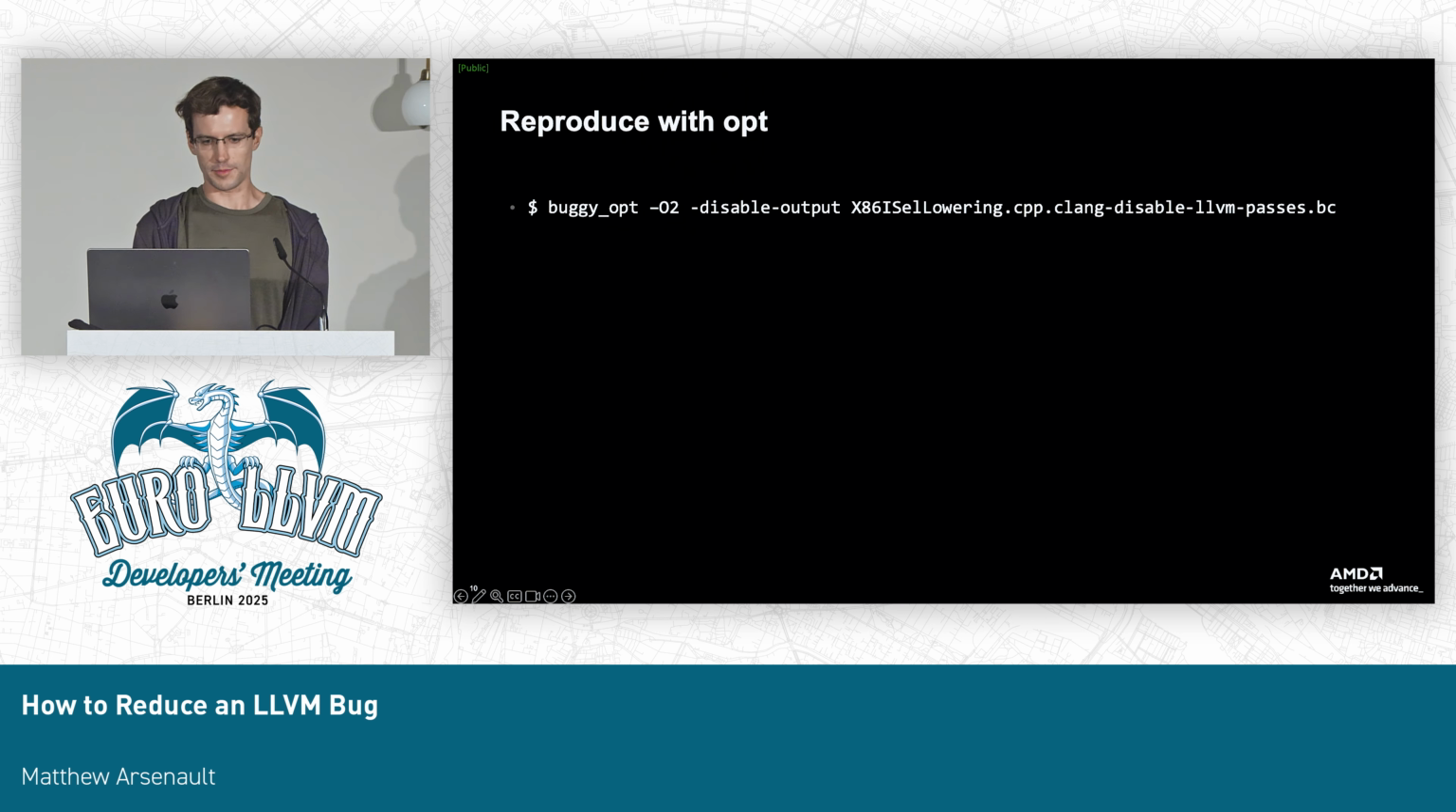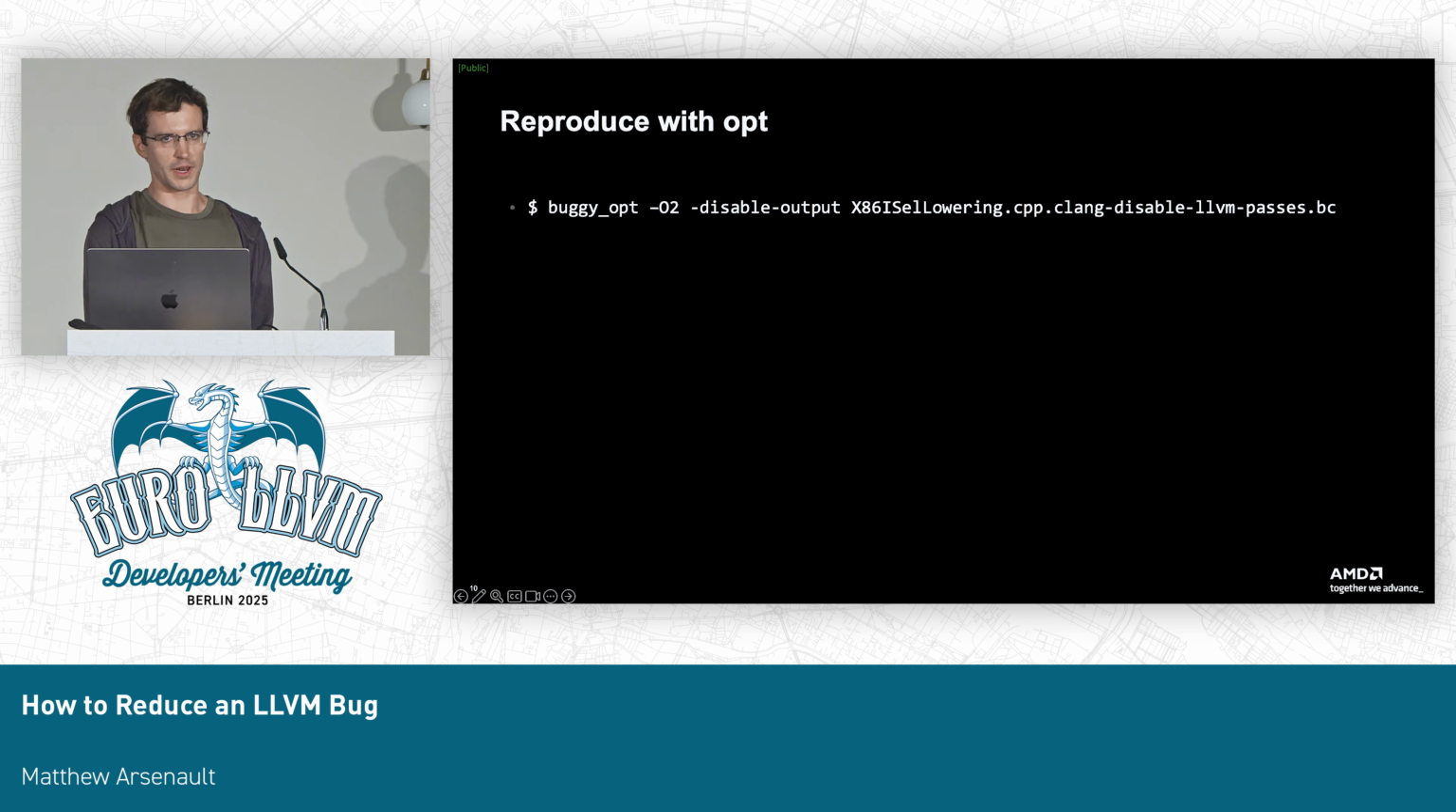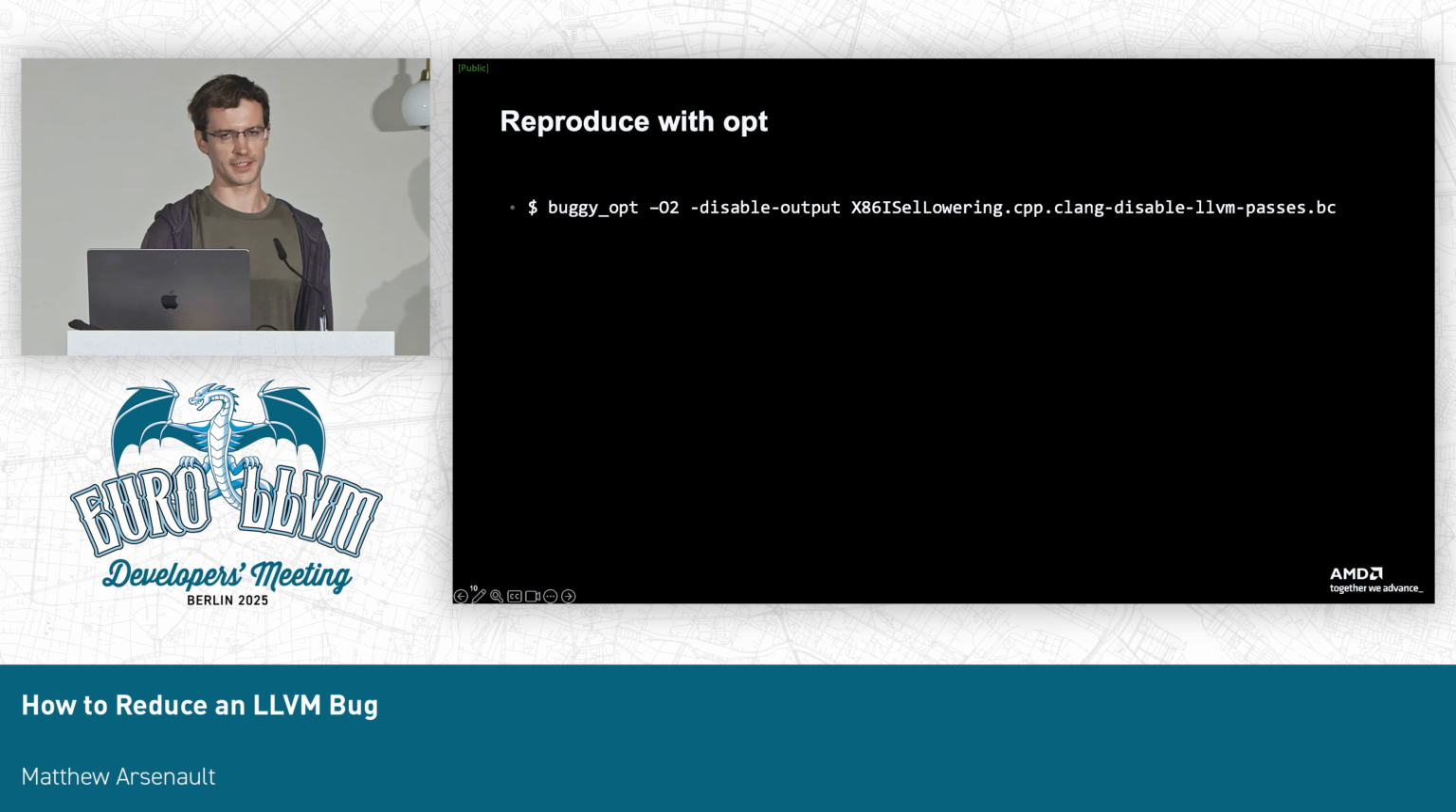Another thing to note is opt -O2 is a close but imperfect approximation for whatever Clang was originally doing. This is a lot better than it used to be, where the past pipelines were slightly different. But today, at least on x86, they do seem to be the same, modulo any compiler flags, as I mentioned before. And of course, it's also possible the failure could be in the output, although that's uncommon, in which case you need to get rid of the disable output.